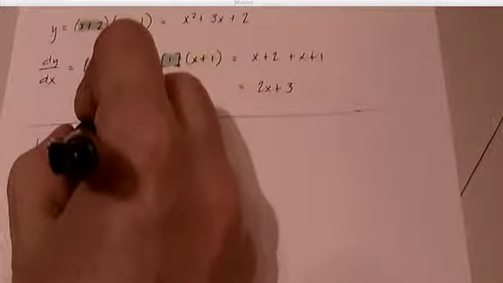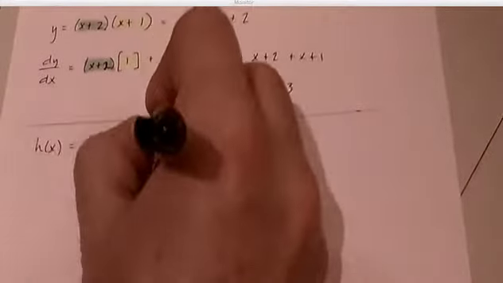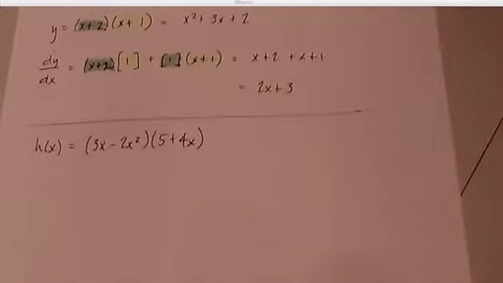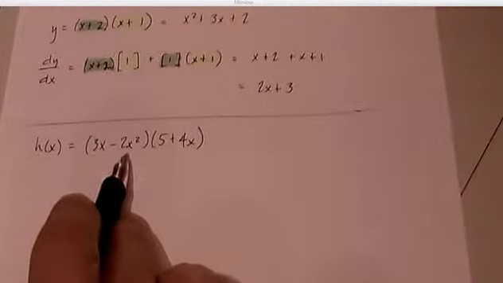So let's say I'm given h of x, and I'm given 3x minus 2x squared and 5 plus 4x. Now that's still a binomial times a binomial, but sometimes when it's a linear times a linear, some people kind of go, oh gosh, sometimes I screw that up. And of course, this one is in reverse order. It's not in descending order. It's in ascending order, and sometimes that messes people up as well.